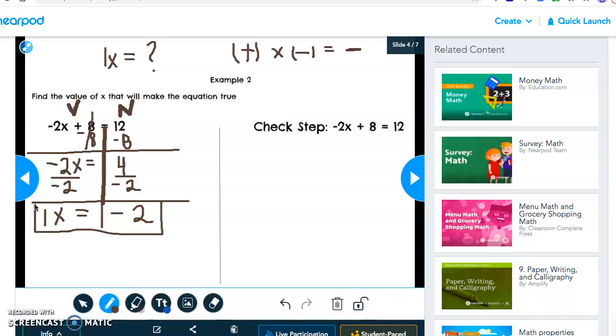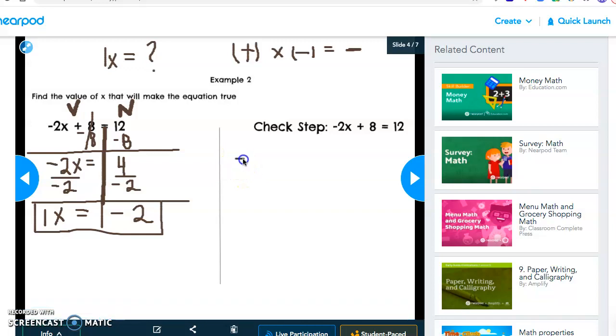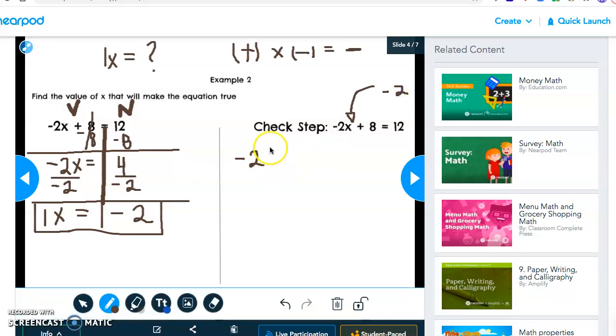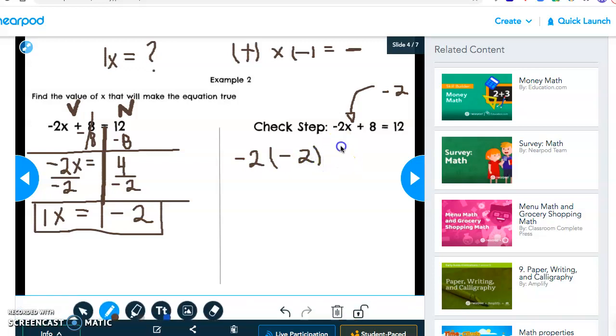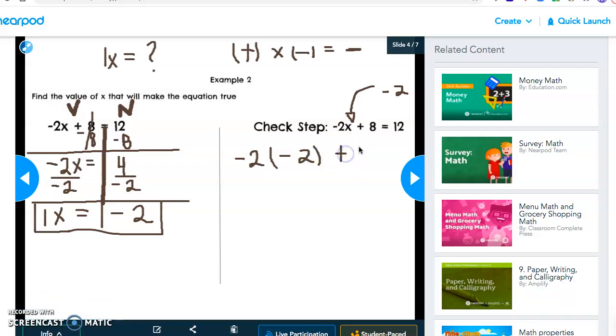So let's make sure that we're actually correct. This is a little funky. Probably haven't seen this one before. So we're going to do negative 2 for the check step. We're saying that x is negative 2. We put parentheses to show that it's multiplication. So negative 2 times negative 2 plus 8 equals 12.